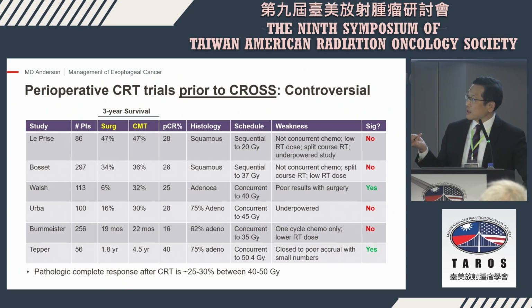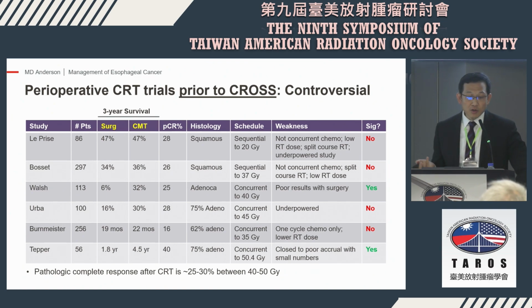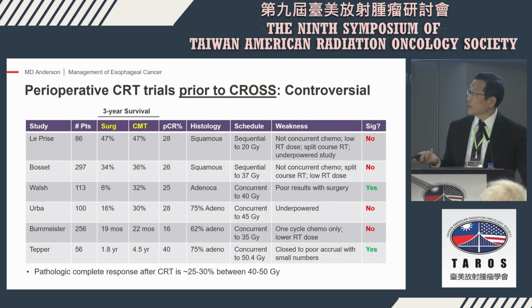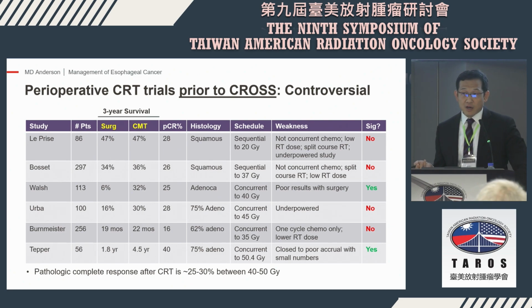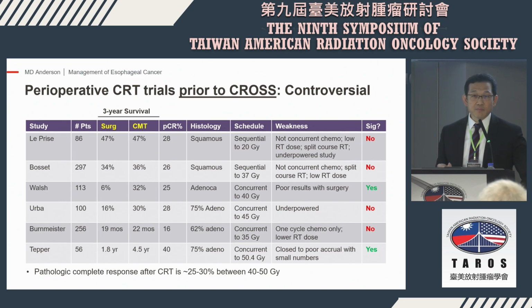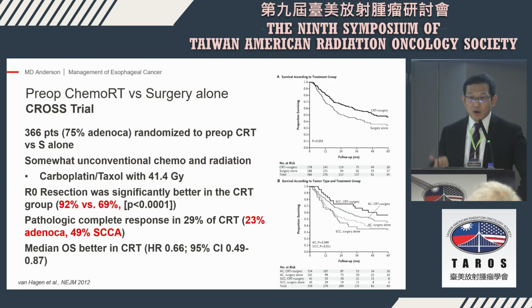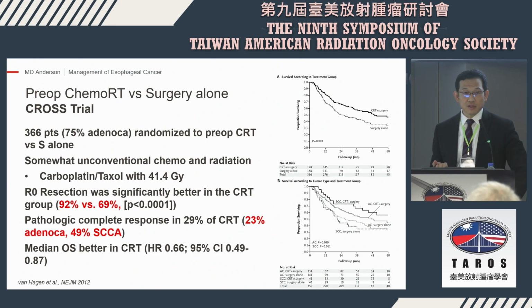And there were other studies that are actually mostly in squamous cell. Also in Australia, there was no difference in outcome with preoperative chemoradiation. So that's why this is actually very controversial, in terms of the benefit of adding chemoradiation before surgery. And that's why the CROSS trial was so significant when the results came out.